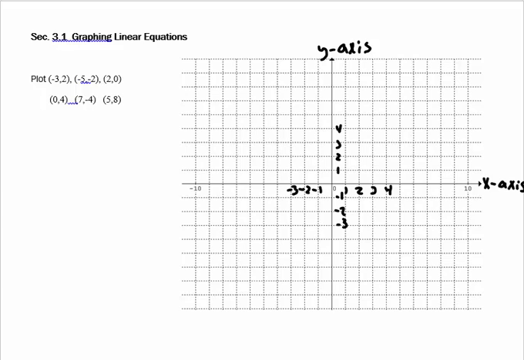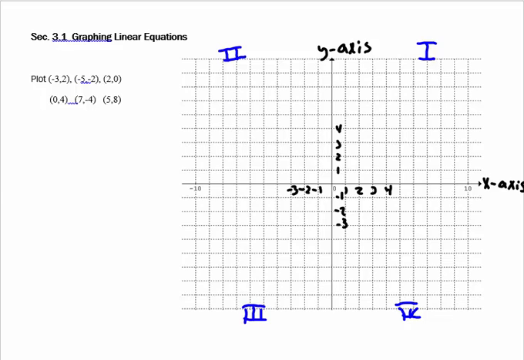The coordinate plane actually is broken up into 4 quadrants, and they go counterclockwise. This is quadrant 1, quadrant 2, down below is quadrant 3, and to the right is quadrant 4.